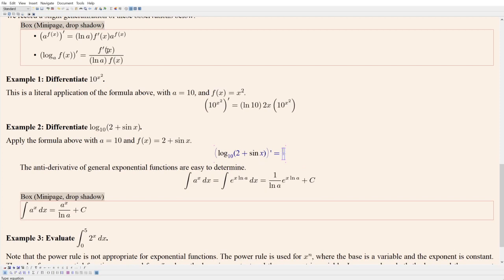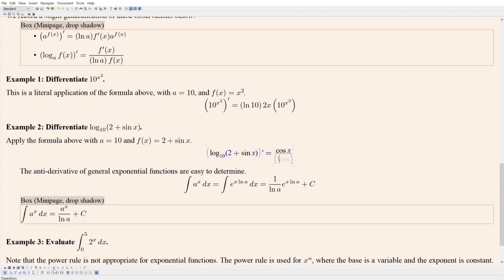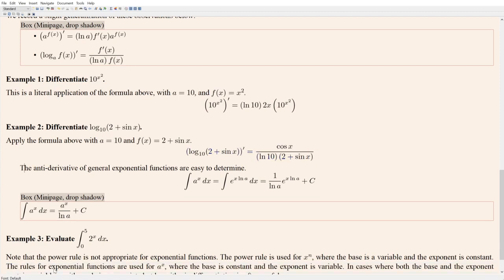so it's the derivative of whatever was inside the log. So the derivative of 2 plus sine x is 0 plus cosine x over log 10 times f of x. So that's it. That's all there is to it. So super easy. Super easy. Just an application of the formulas.